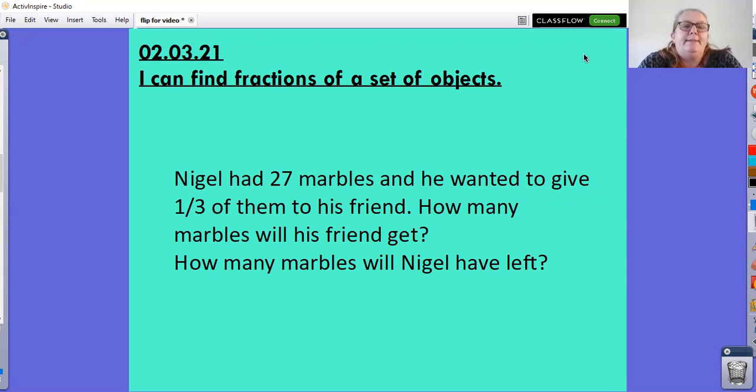Today we are looking at finding fractions of a set of objects. So we may be looking at higher numbers and finding a fraction of them. So here's your question to start off with.